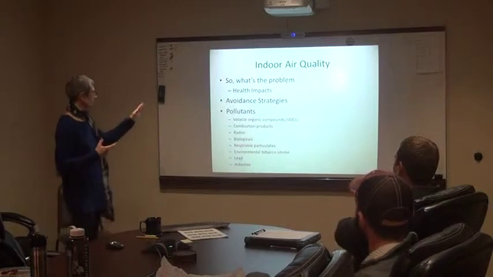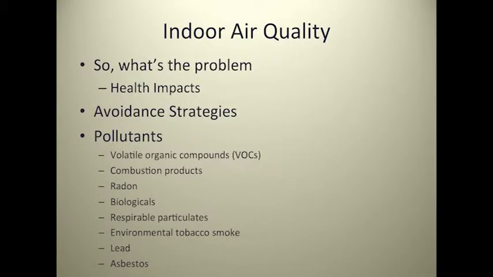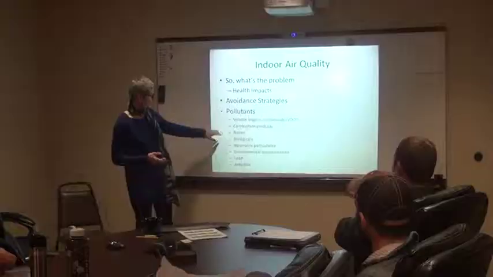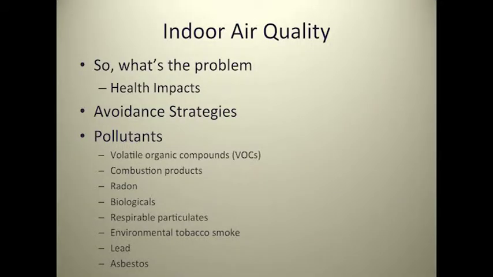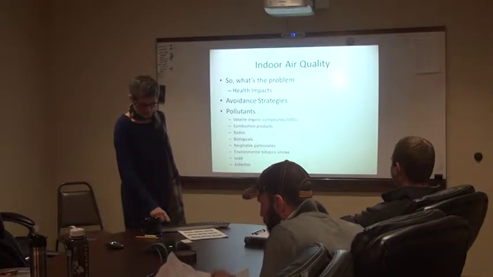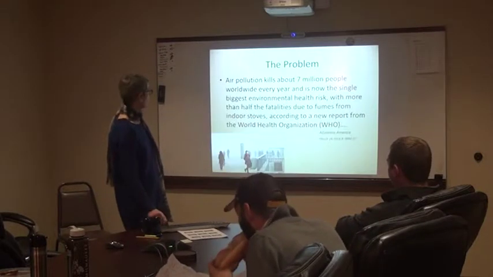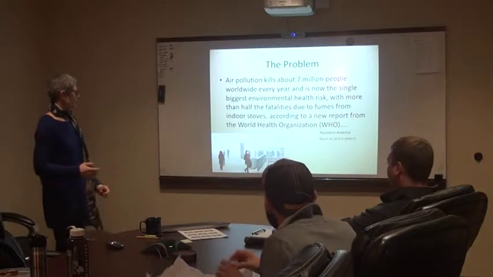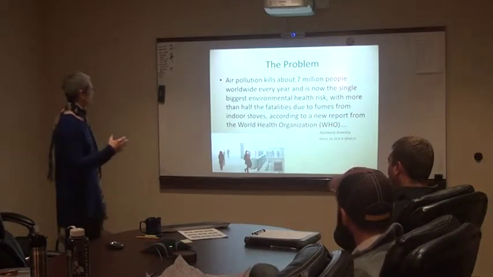This is what we're going to talk about: what those health impacts are, and how to avoid them on each one. The pollutants we're going to talk about are volatile organic compounds, which we'll describe if you don't know what some of these are, combustion products, which we're all pretty familiar with, radon, biologicals, respirable particulates, environmental tobacco smoke, lead, and asbestos. All things that we come in contact with fairly regularly and probably don't even know it. With that many slides, I have to remember what I'm talking about.